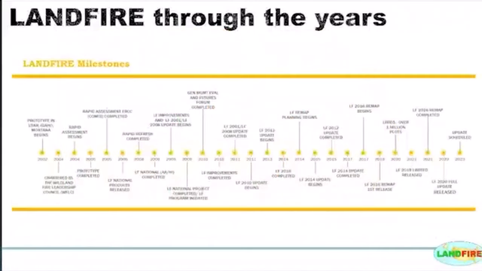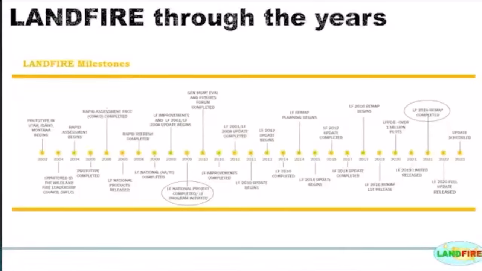And so here's kind of a little timeline. The prototype started back in 2002. We were chartered by the Wildland Fire Leadership Council in 2004. So WFLC started all of this, essentially. And we've been doing updates and having what we call our base map, so the first base map in 2009, and then we just had the 2016 remap, which is another base map, and those are created with a certain methodology involving Landsat imagery, so our NASA people are helpful with that.